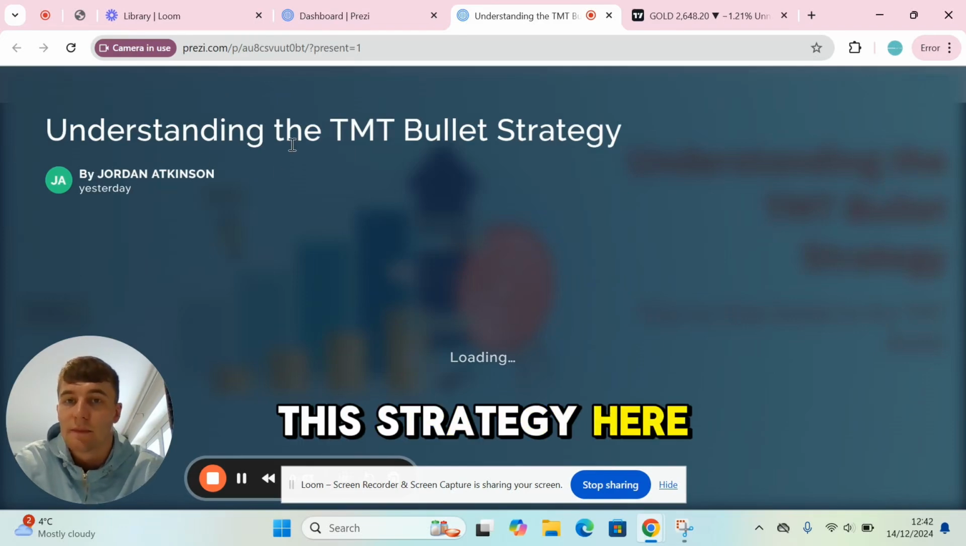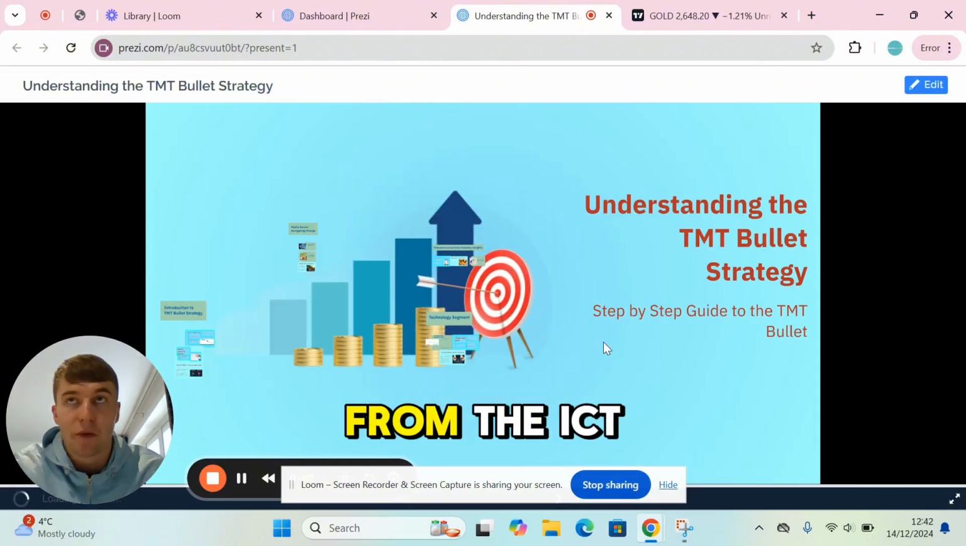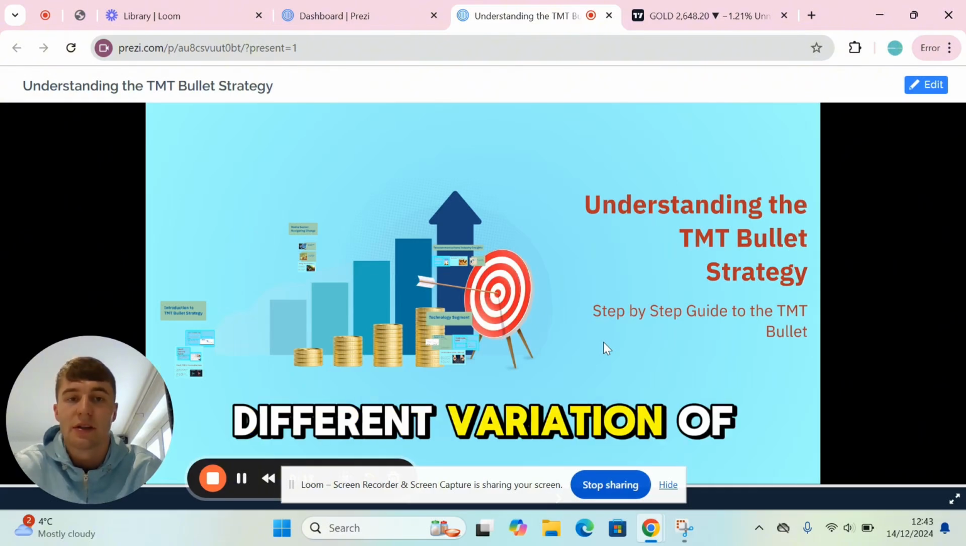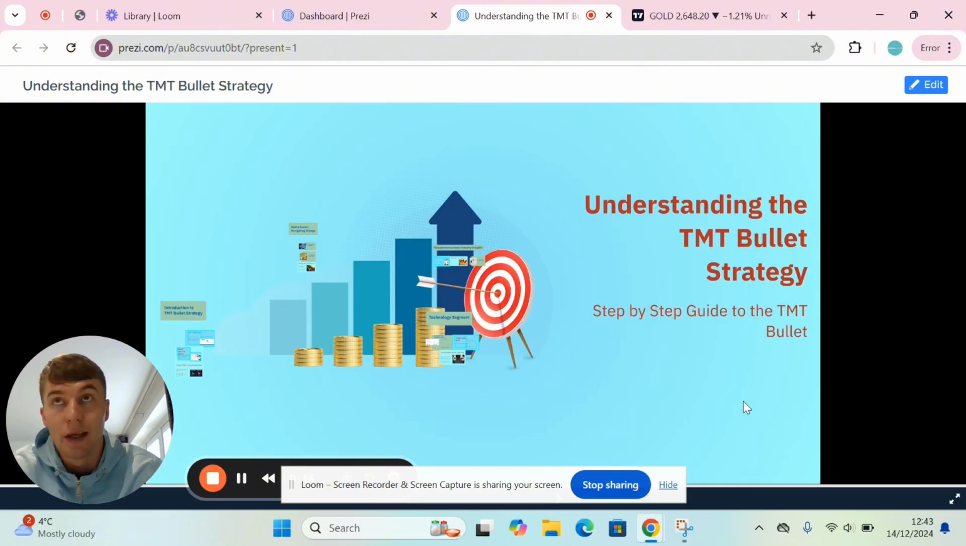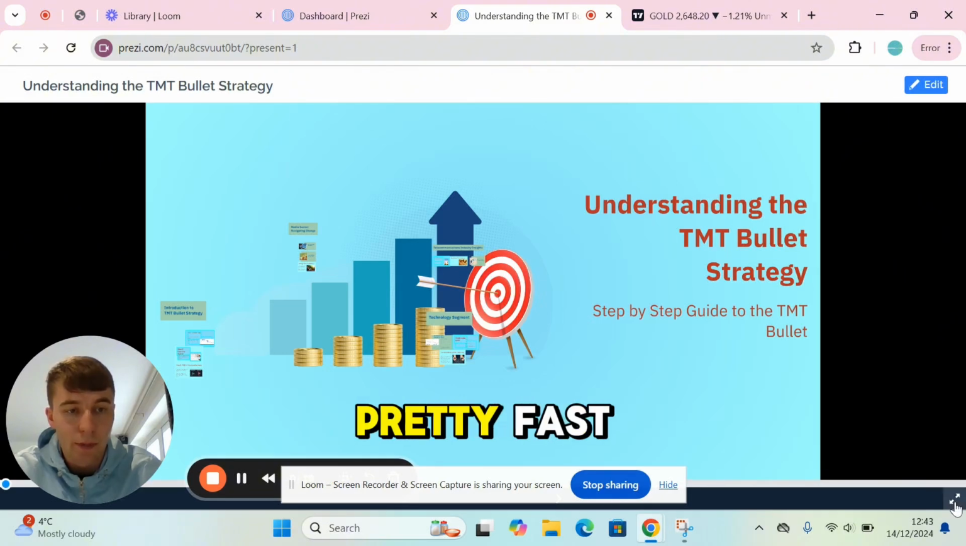This strategy here is the TMT bullet strategy. It is taken a little bit from the ICT silver bullet, but it's a different variation of that we have developed, and it's been working really well for us on the chart. So I'm going to run through this pretty fast.